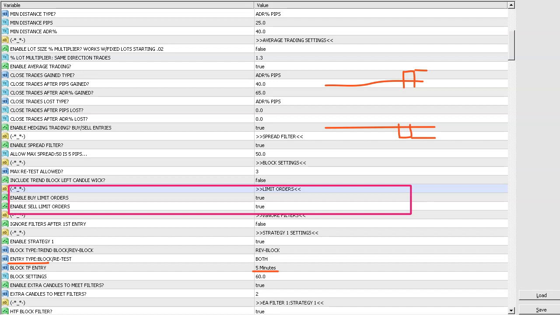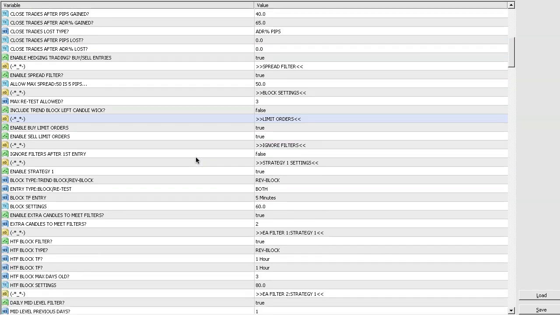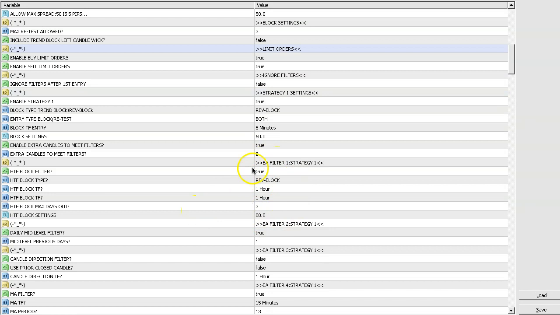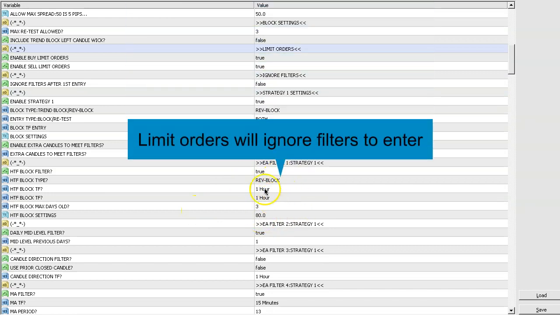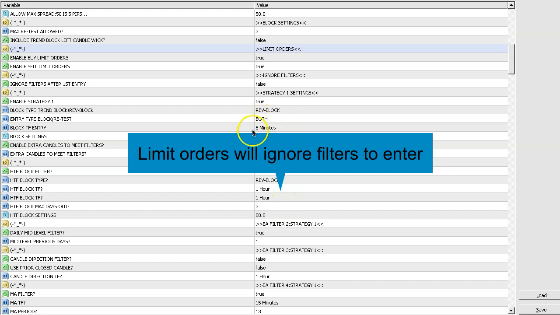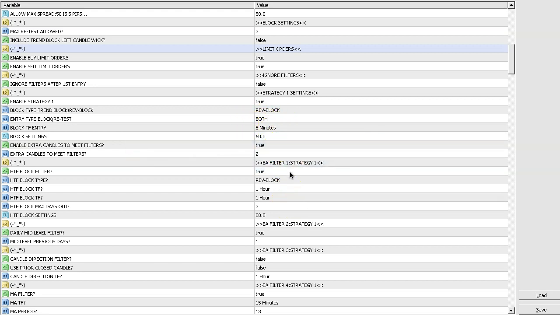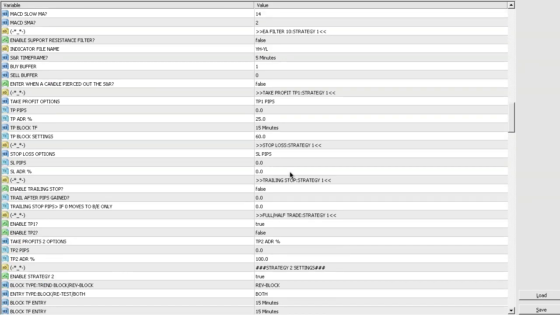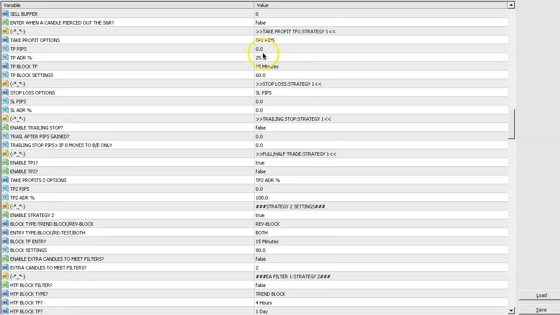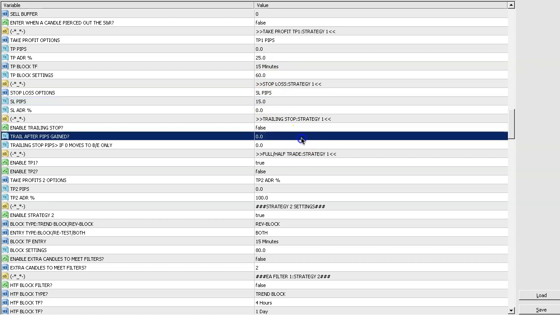If I change this to 15 minutes, then we have to wait for a 15-minute candle to close above my buy or my sell limit orders. It's really simple, not that complicated. Once it does that, it's going to ignore any filters that we have here. It's just going to be based on whatever time frame you use in here on only strategy one, and whatever take profit you choose, it's going to take into account. So if you choose 25 pip take profit and a stop loss of, say, 15 pips, that is really up to you.